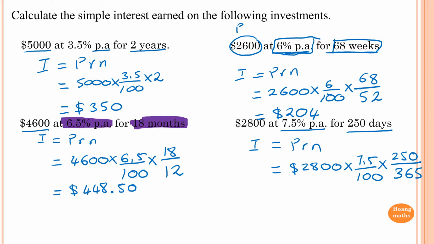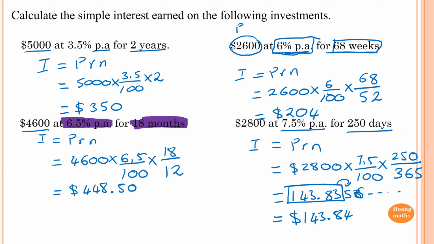So I will get $143.8356 and so on. But because it's money, always round to 2 decimal places. Before you write 83 cents, you look at the digit after the 3, which is 5, halfway. So you add 1 to 83, so it becomes 84. So $143.84. All right.